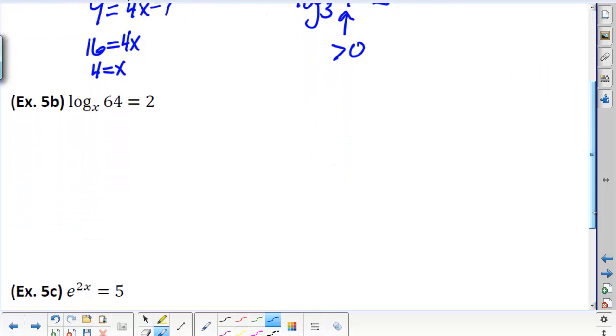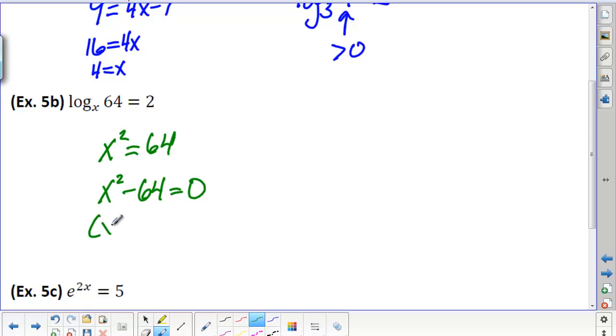5b, log base x of 64 equals 2. Again, it looks a little daunting to start out, but if we rewrite this as an exponential, we get x squared equals 64. All of a sudden, that's not too bad. We can solve this a couple of ways. One way, we could consider it to be a quadratic, set it equal to 0. So we could say x squared minus 64 equals 0. Factor it as a difference of squares.